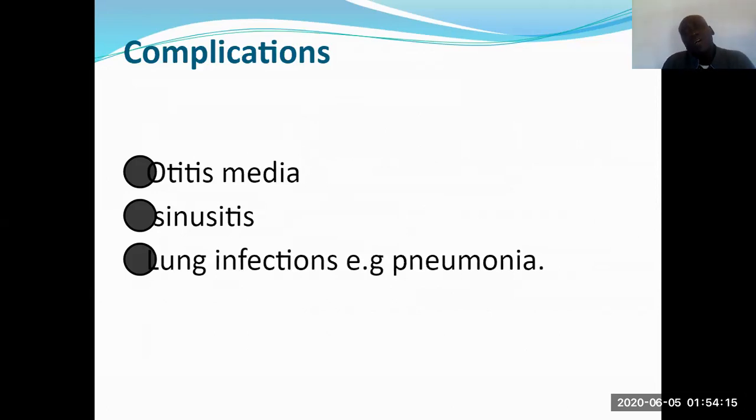So now, let's look at the complications of CORYZA. Complication, we are saying otitis media. Otitis media, you find that because of the proximity and the connection between the nasal cavity and the ear, then the infection may spread to the ear, okay, through the eustachian tube. Then you find that the infection may go to the ear. Then sinusitis, that's inflammation of the nasal sinuses, and also lung infections such as pneumonia may come in because of CORYZA.